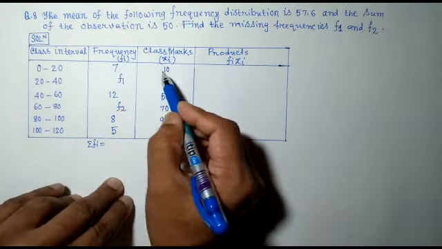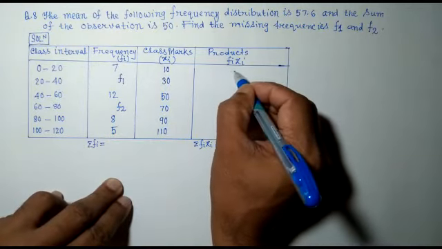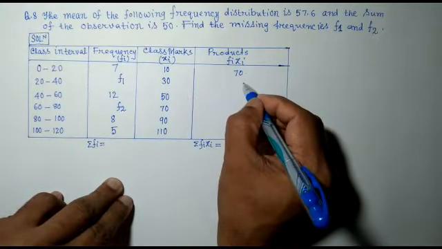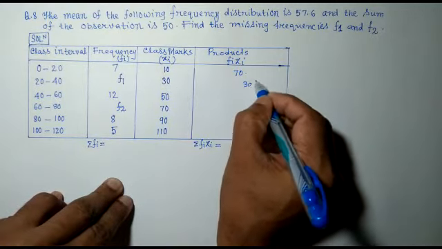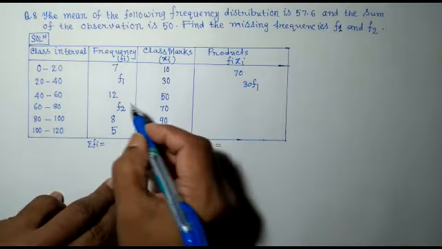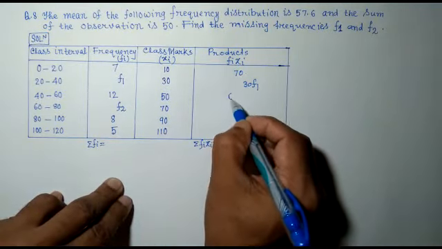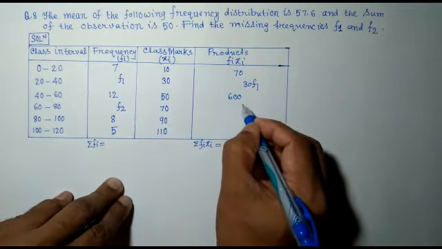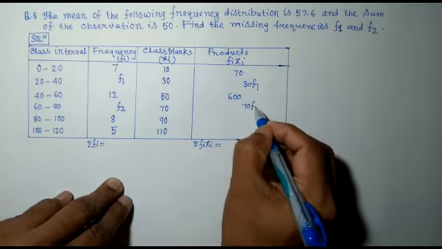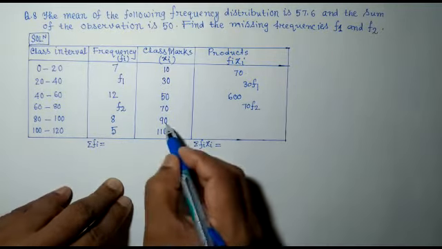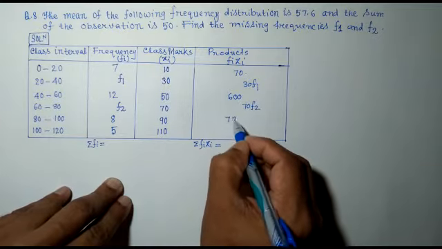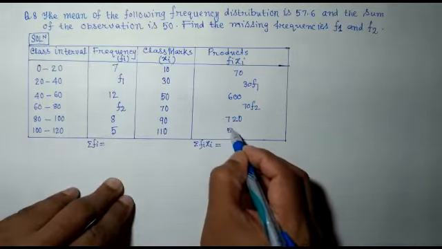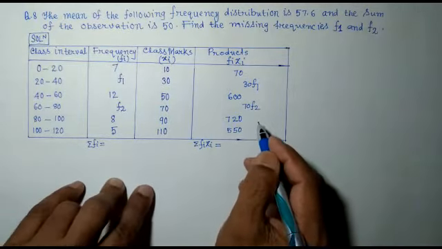So multiply this 7 by 10, it is what? 70. And then f1 by 30, it is 30 f1. I write it a little outside like this, f1. And then 12 by 50, it is 600. And then f2 by 70 multiply, it is 70 f2. That also I write a little outside. Then 8 into 90 is 720. And then 5 into 110, it is 550.